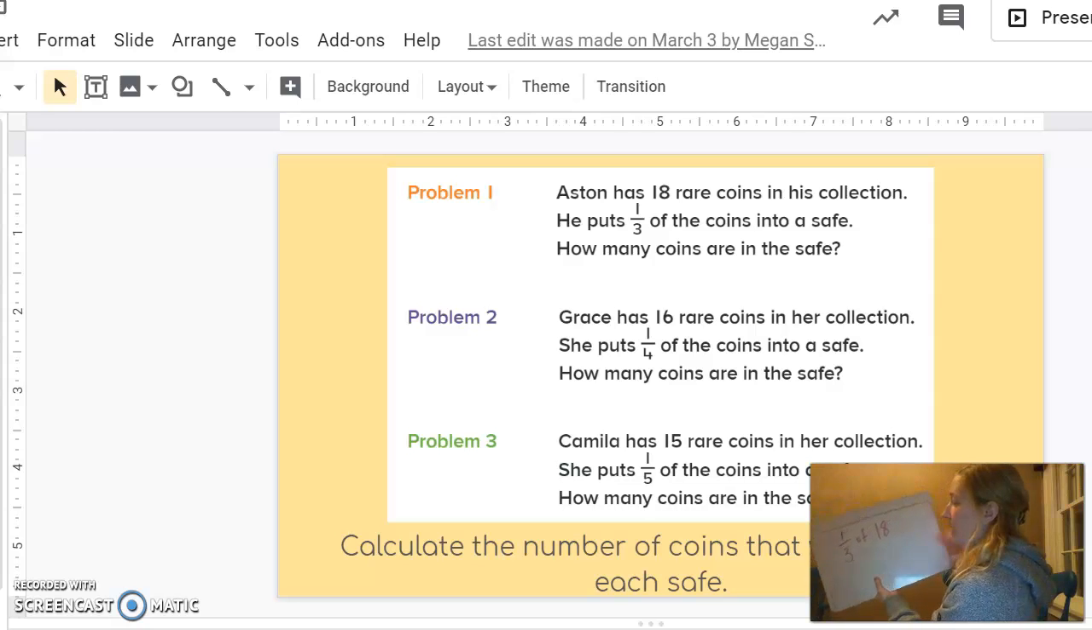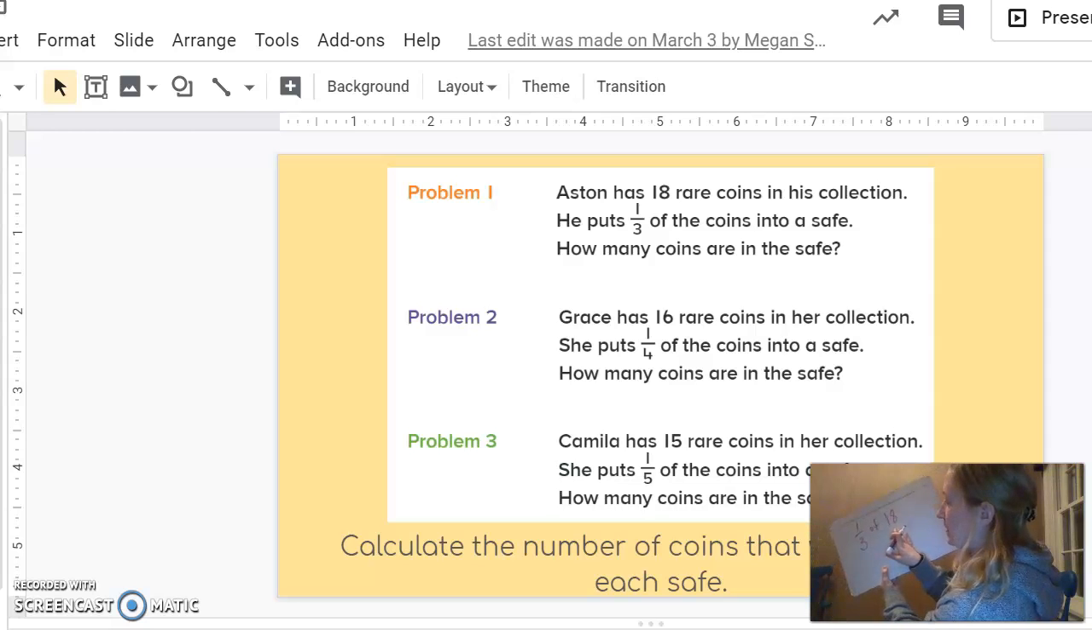So if I have 18 coins laid out, I need to figure out if I put 1/3 of them away, how many did I put away? One way to look at that is if I know my multiplication facts, I can just take 18 divided by 3. That will tell me how much 1/3 of 18 is, because I would be separating 18 into 3 different groups. And if I figure out how much is in each group, that gives me my answer.